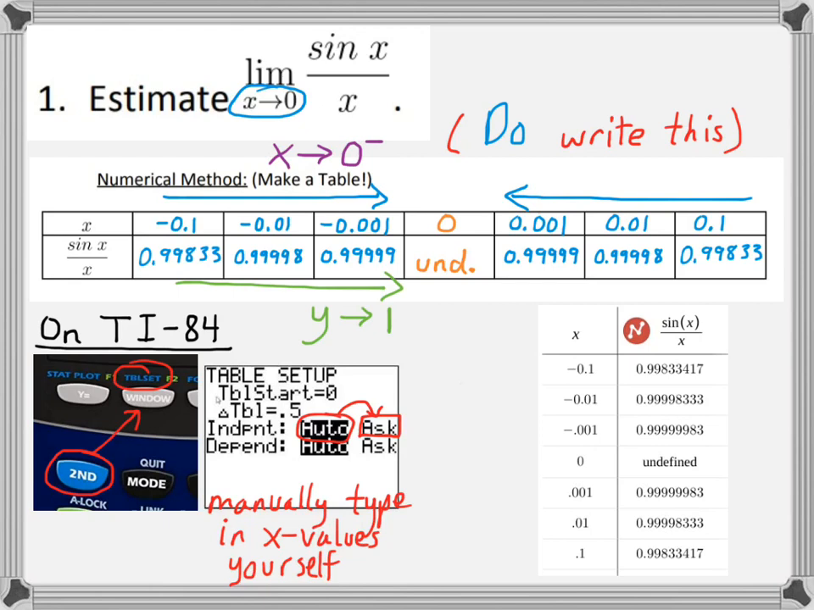0.999999983 is very, very close to 1. Y is approaching 1, getting arbitrarily close, but not necessarily touching. What about the other side? As x approaches 0 from the right, what is y approaching? Y is approaching 1. As we move in from the right to the left, approaching 0, we're getting closer and closer to 1. Since those numbers are the same, again, we can say that limit is equal to 1.